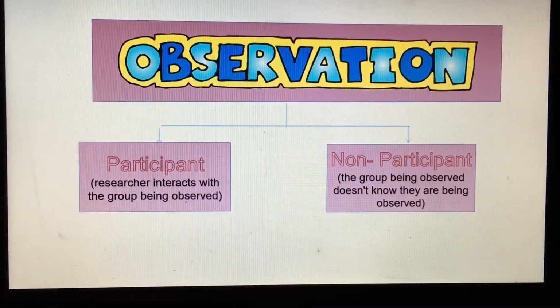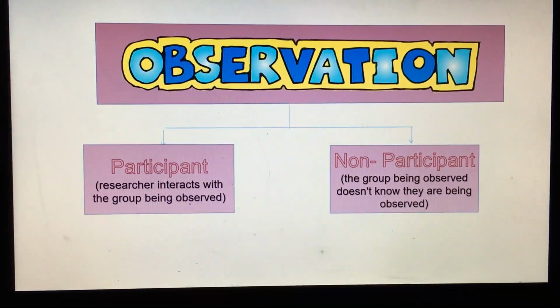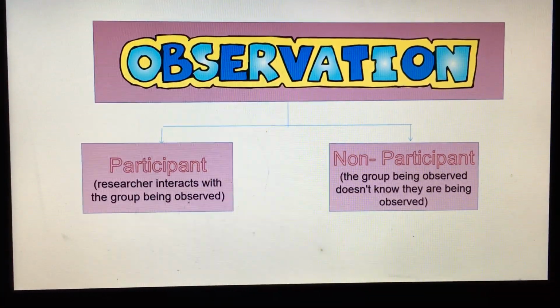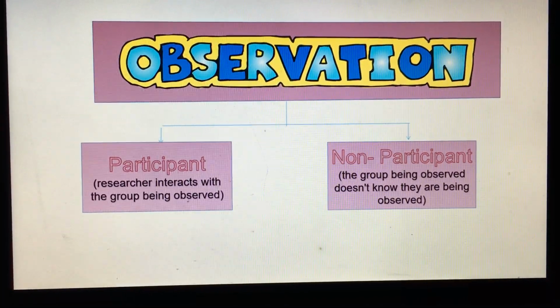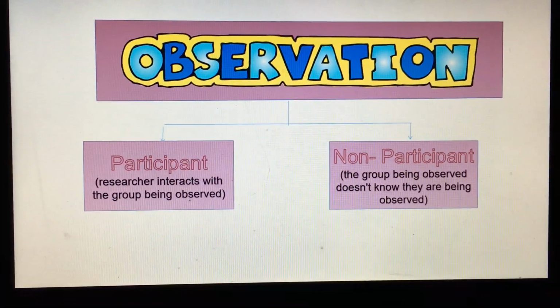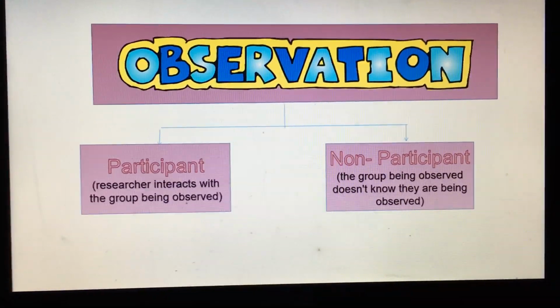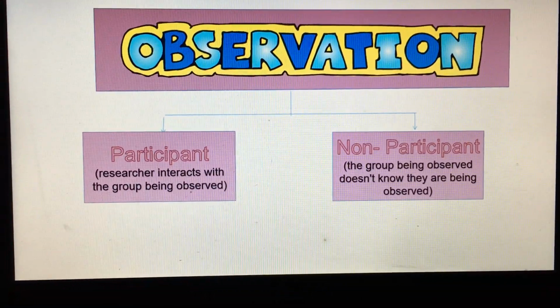As you can see, there are two types of observation, participant and non-participant. Participant is when the researcher interacts with the group being observed, and non-participant is when the group being observed doesn't know they are being observed.